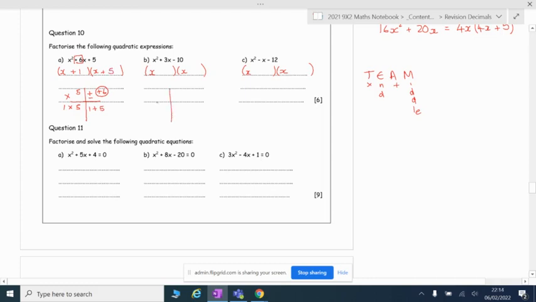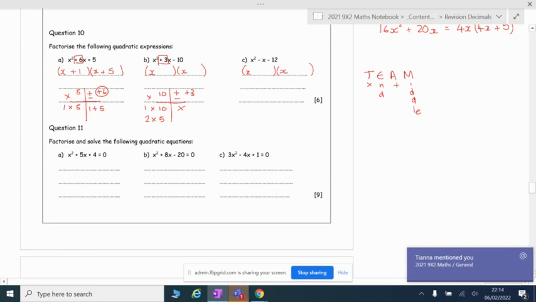Here, I'm looking for 2 numbers that times to make 10. Yes, I know it's minus 10, but this sign here is not so important. What is important, when I'm adding and taking away, is that middle number, plus 3. So I've got 1 times 10. No chance of using a 1 and a 10 to make 3, not possible. But I can also make 10 with 2 times 5. 2 add 5 is 7, not what I want. 2 take away 5 is minus 3, not what I want. 5 take away 2 is plus 3. That's the way around it has to be. 5 take away 2 to make that positive 3. Plus 5 minus 2.